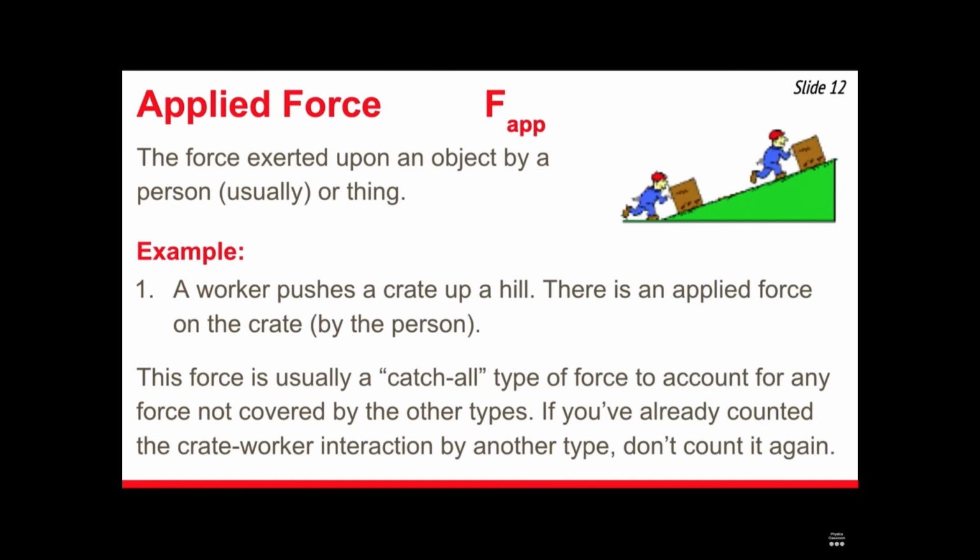Our final contact force is referred to as the applied force. It's the force exerted upon an object by a person pushing or pulling on that object. An example would be a worker who pushes a crate up a hill or even along a horizontal surface. There is an applied force acting upon the crate by the person. This force is usually a catch-all type of force to account for any other force that hasn't been covered by the other force types. Many people would refer to this force as a normal force instead of an applied force. After all, when you think about it, it's the force that results from two objects pressing together.